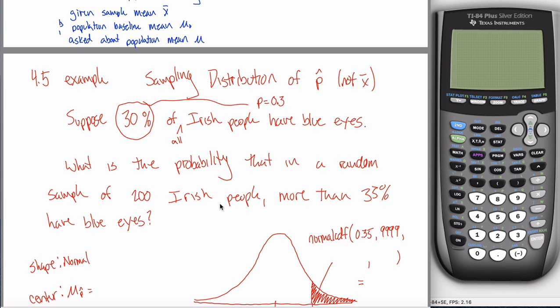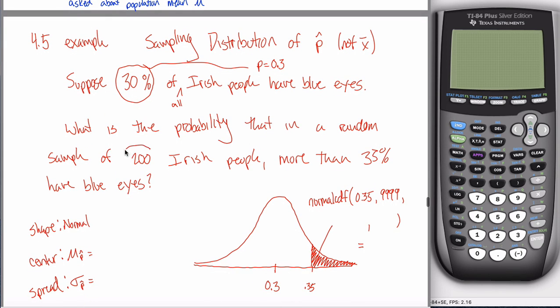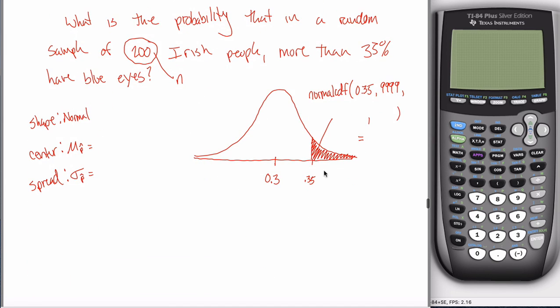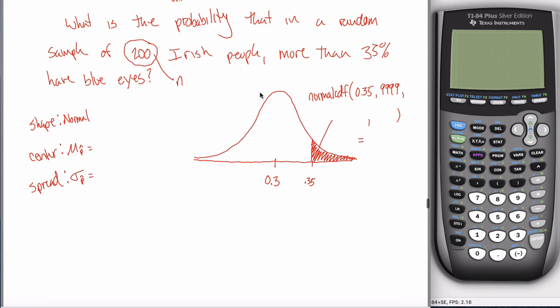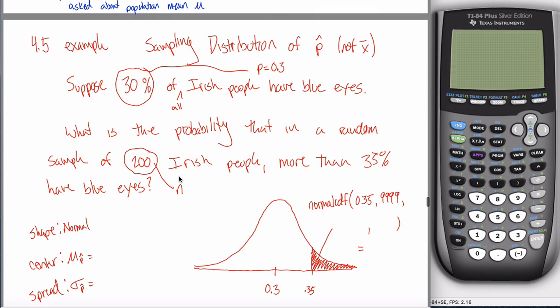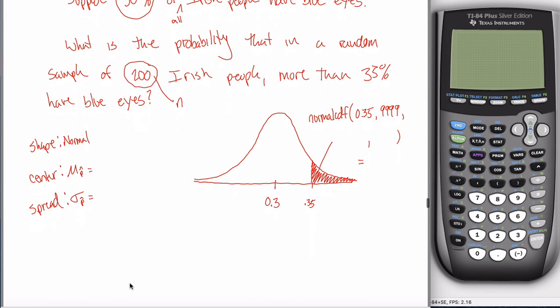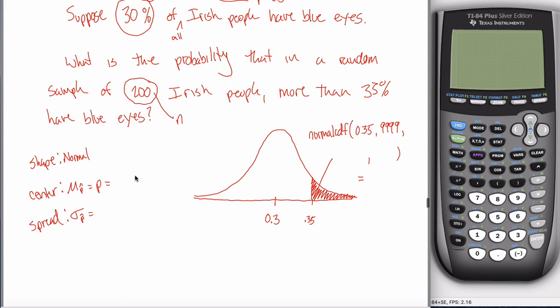What is the probability that in a random sample of 200 Irish people, the sample size, we used to use the letter N for that, we still do, more than 35% of them have blue eyes? Here's that 35 right here. Right, this is telling me where to shade. So hopefully, with this P and this N, I can figure out my center and my spread. The formula for mu sub p hat is it's always just equal to p, and p will always be given to you in these problems. So it's 0.3, which is why I put 0.3 in the middle right here.